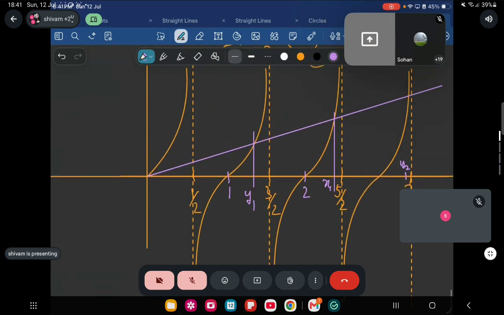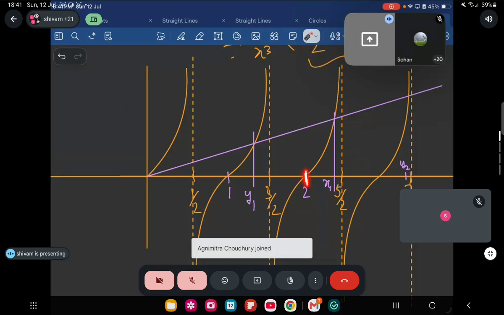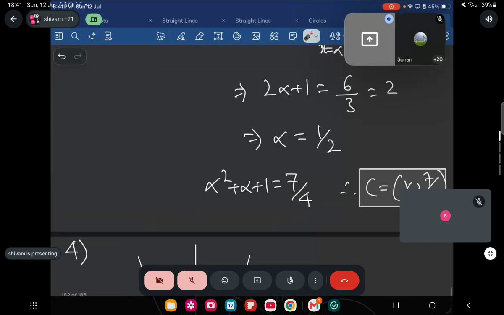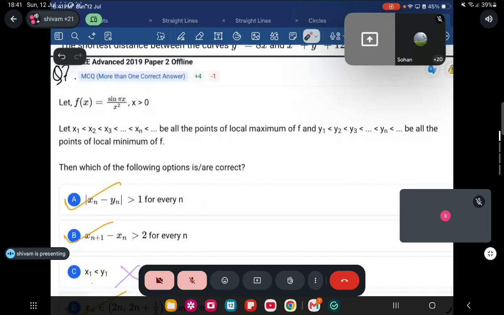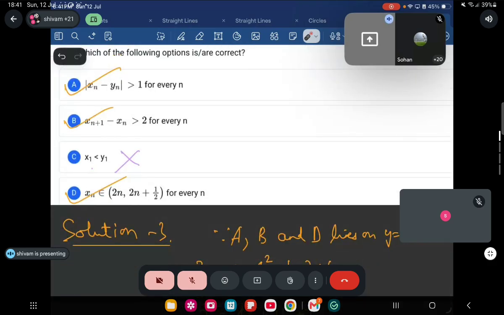Let's see, there cos x is positive on (2n, 2n plus half). 2n comma 2n plus half means 2 comma 5 by 2. Then where will it lie next? 4 comma 9 by 2. So option D is correct, and I marked it. Next, we need to find the difference between xn and yn.